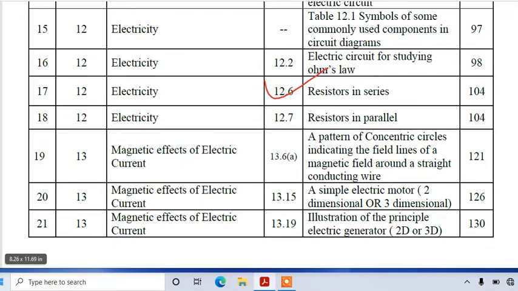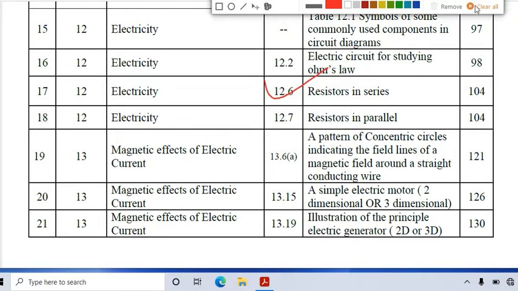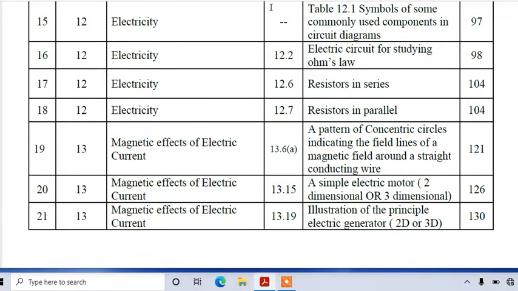Next we have figure number 13.19, illustration of principles of electric generator, 2D and 3D. Motor and electric generator, equally those two diagrams are very important. So practice those diagrams carefully.